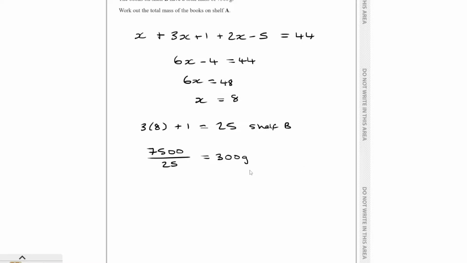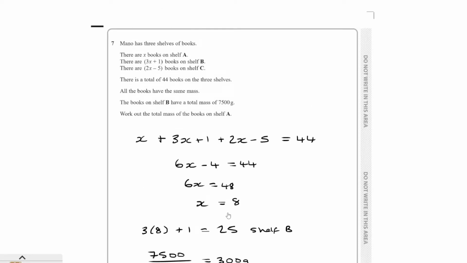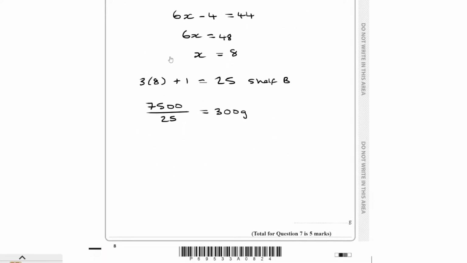So each book weighs 300 grams. And then we wanted to work out the total mass of the books on shelf A. If you can't remember, have a look on your own paper. Shelf A is X books, where X is 8. So my last step is to say, each book represents 300 grams, and there's 8 books on shelf A.